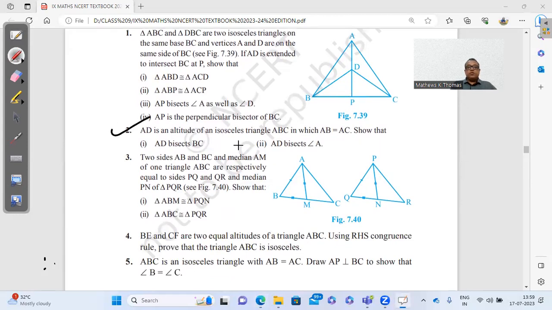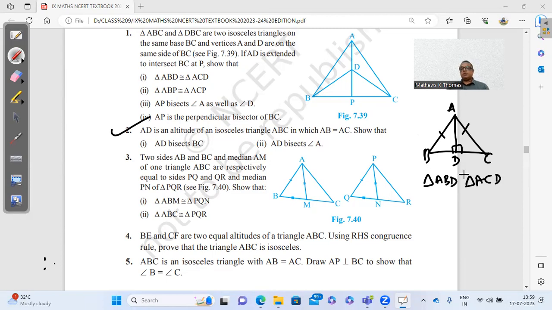Okay, let's try question number 2. AD is the altitude of an isosceles triangle ABC. Altitude means 90 degrees. Since it is isosceles, AB equals AC. Show that AD bisects BC and AD bisects angle A. Very easy question. We just have to prove the triangles ABD and ACD congruent.